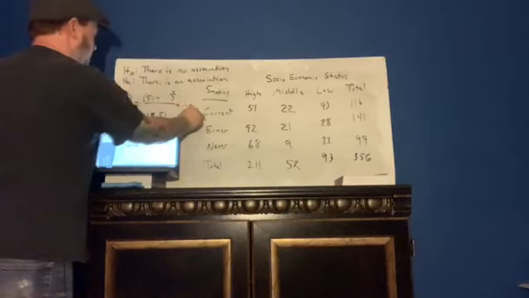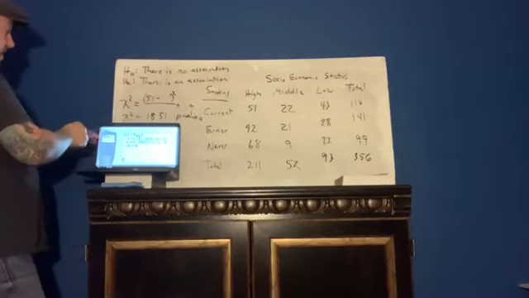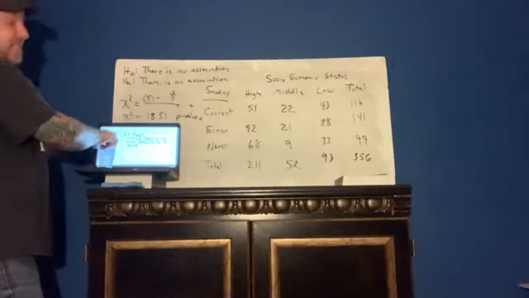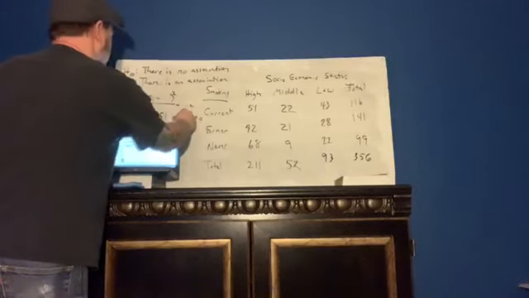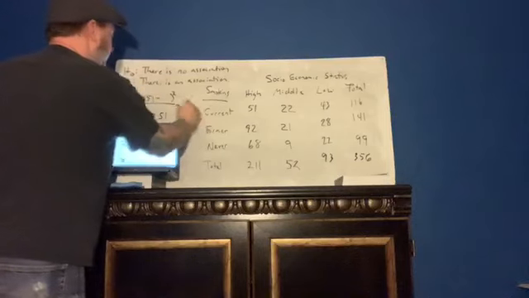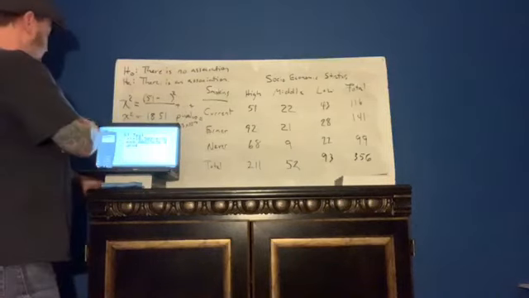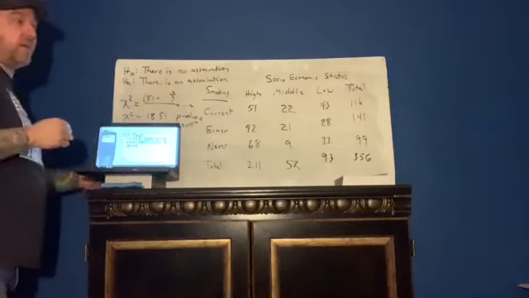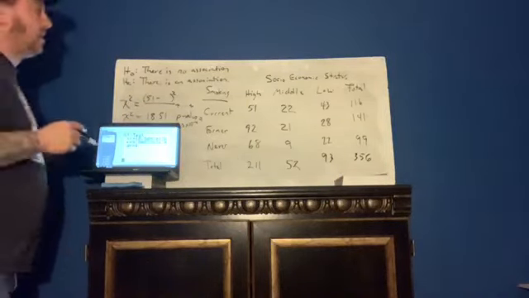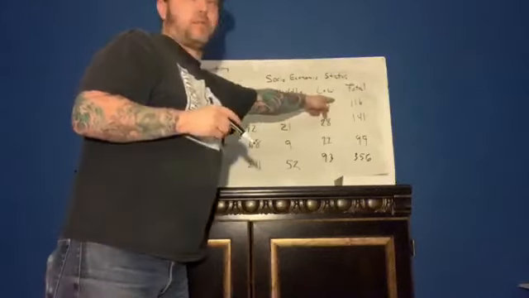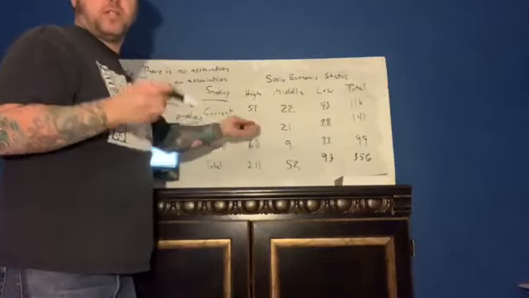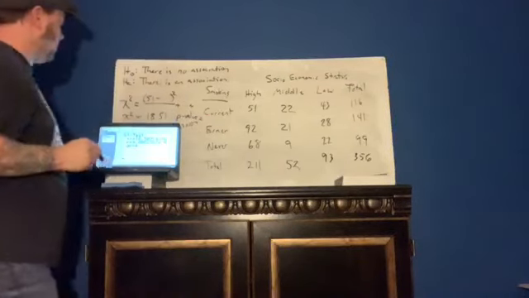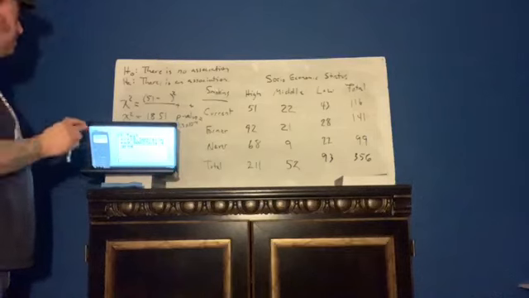P-value equals, what's that? 9.8, that's huge. Oh wait, 9.8 times 10 to the negative fourth. That's pretty small, isn't it? Yes, it is. Don't forget degrees of freedom. Why 4 degrees of freedom? Well, 1, 2, 3 rows, 3 columns. 3 minus 1 times 3 minus 1 is 2 times 2, or 4 degrees of freedom.